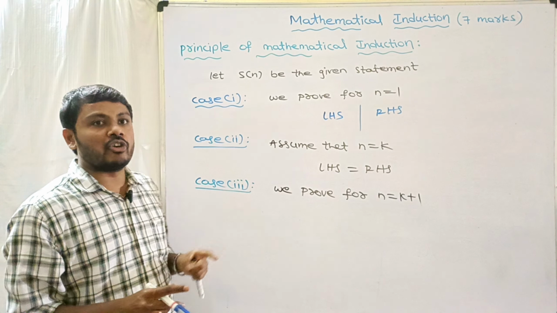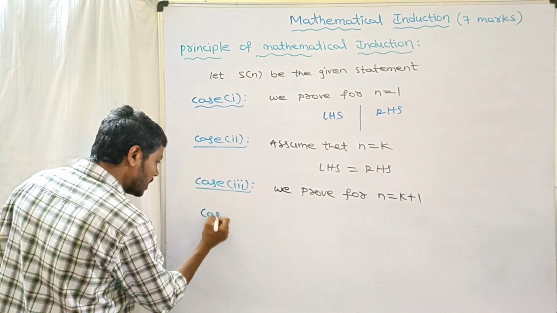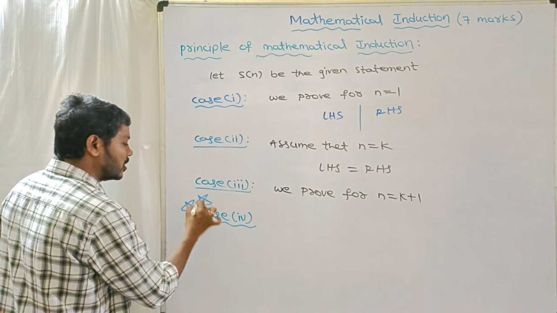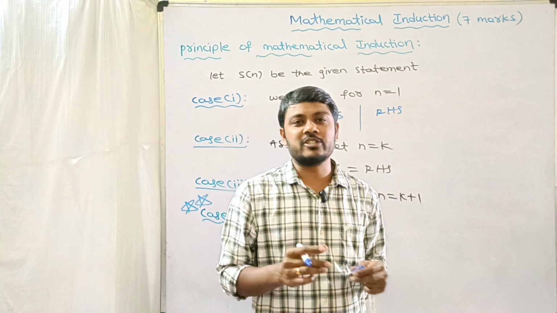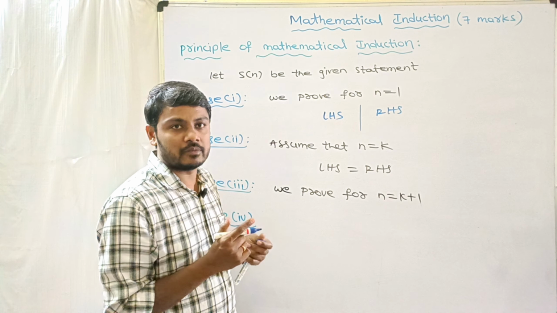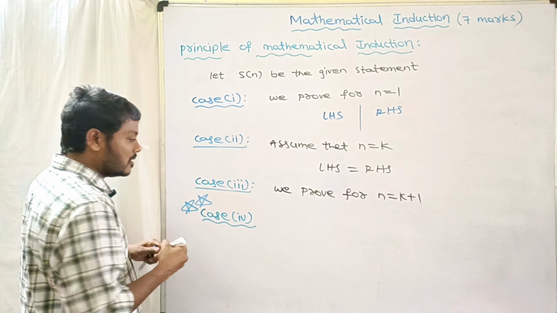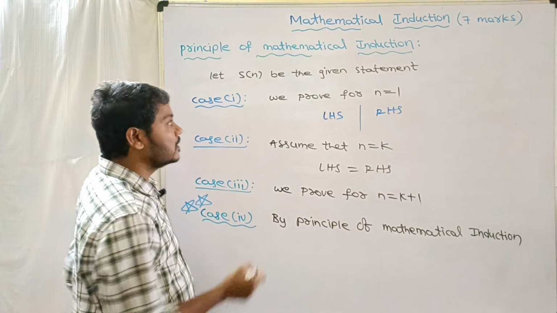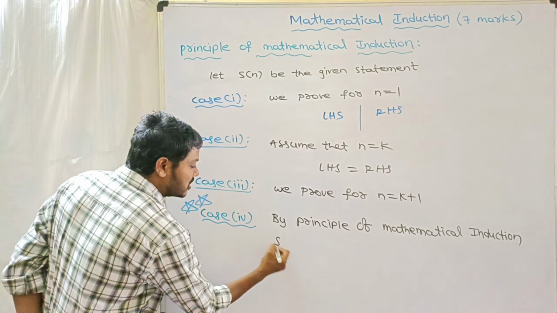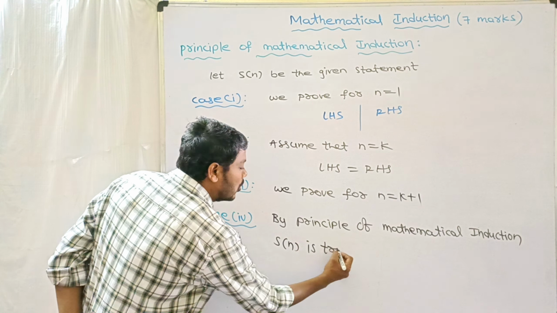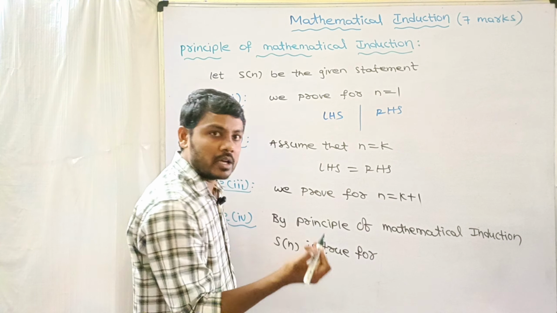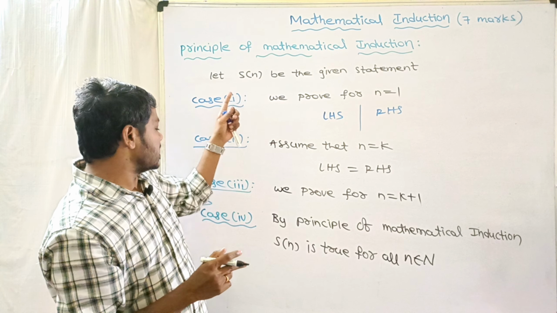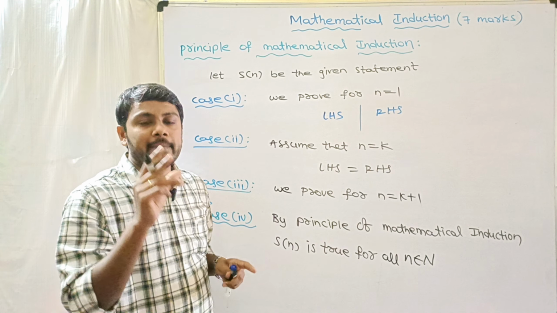So that is the case 4. So the next, case 4. So this is a very important case 4, because most of the students miss this step, that is case 4. So this case 4, we can write: by the principle of mathematical induction, the given statement, that is what? S of n is true for all natural numbers, that is n belongs to N, or simply positive integers also. So these are the 4 cases in mathematical induction.